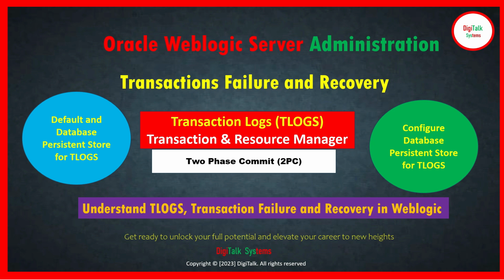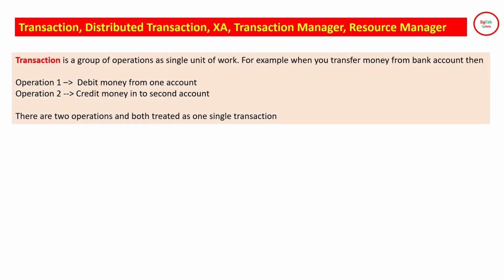So there are multiple topics, but they all are related with each other. So I'm going to explain every topic to you in very simple and plain language with very basic examples, so that you will get a complete understanding of each and every topic. Okay, so first let us discuss transaction, distributed transaction, XA, transaction manager, and resource manager.